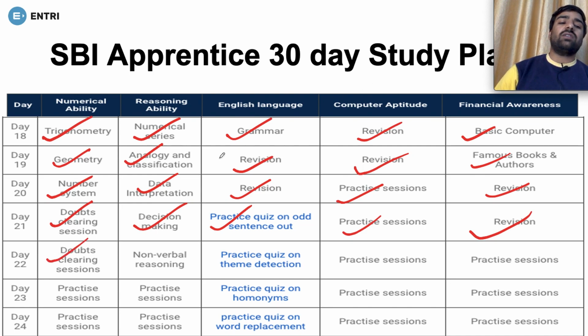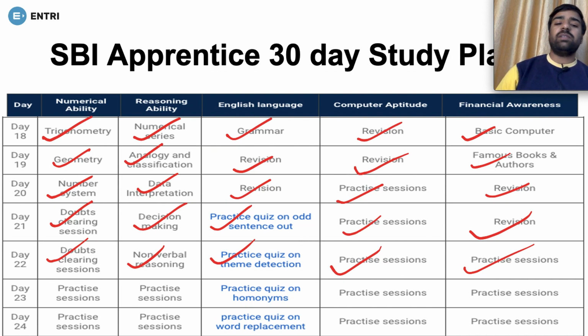Now you can take doubt clearing sessions from the entry part. You can go with non-verbal reasoning in the reasoning, and you must practice theme detection in the English part. Start practicing computer and go with practicing again for the financial awareness.